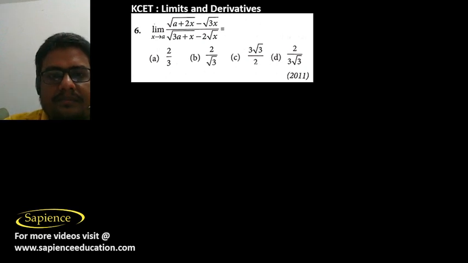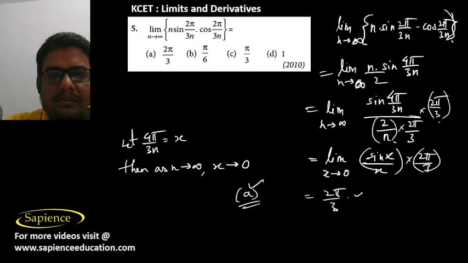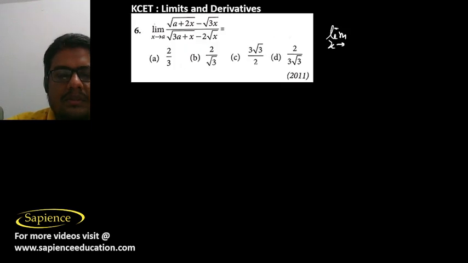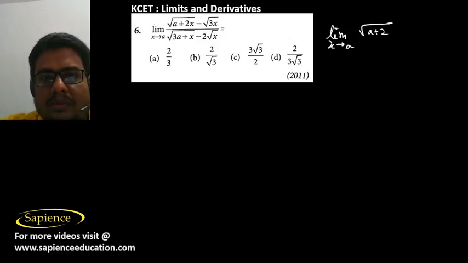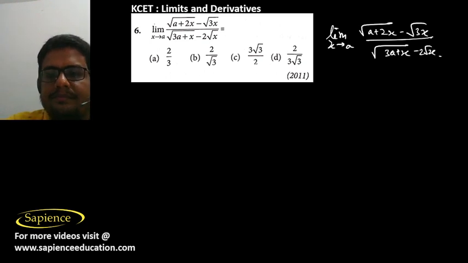Now the next question: when x tends to a, limit x tends to a, root over a plus 2x minus root over 3x, divided by root over 3a plus x minus 2 root x. This is root over 4x. So here if we put a, then it will be 0 by 0 form.